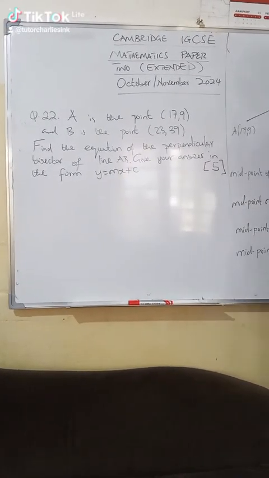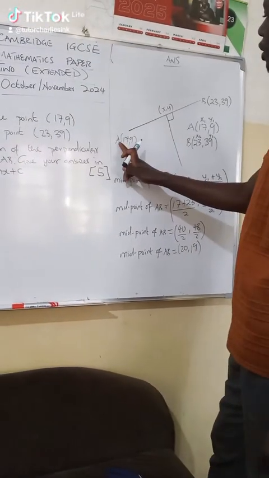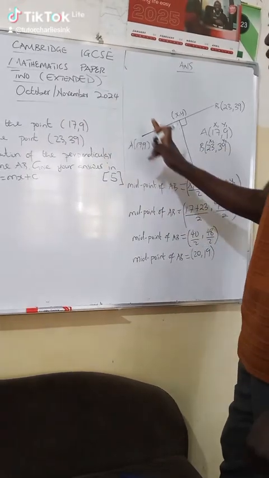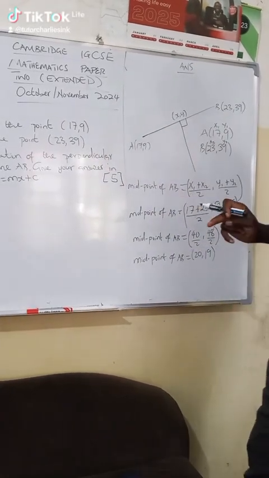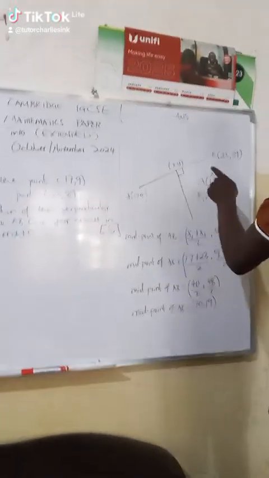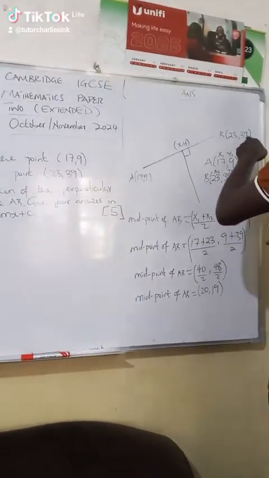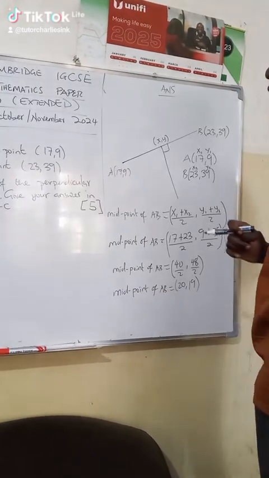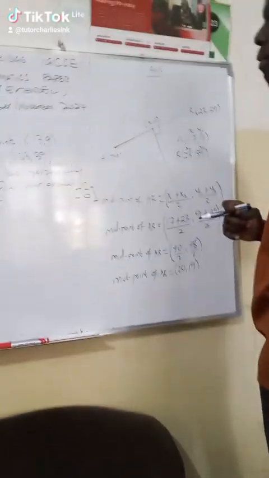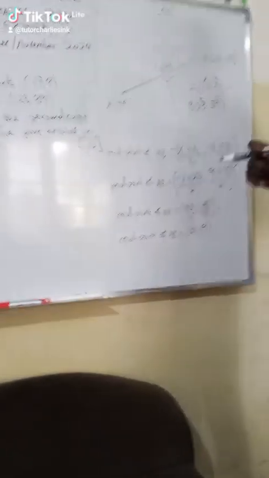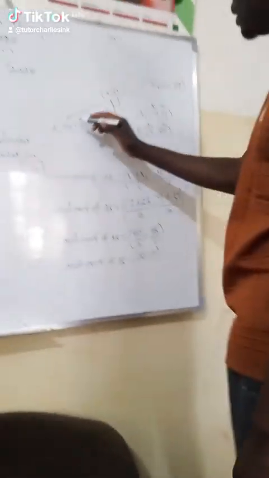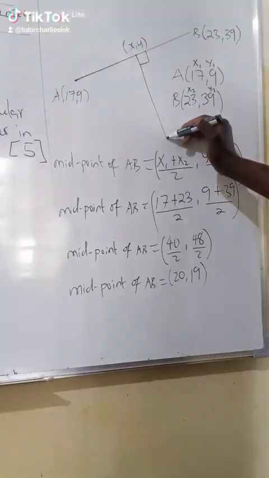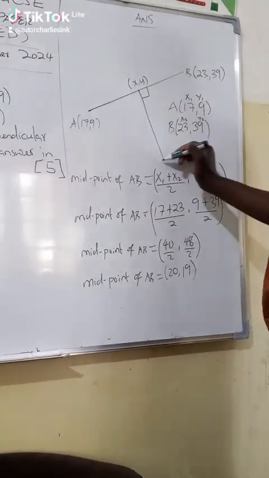Okay, so now I can assume that my point A is here. I'll sketch these coordinates on a rough sketch. A is the point (17, 9), B is the point (23, 39). Now I've been asked to find the equation of the perpendicular bisector of line AB. The perpendicular bisector of line AB is dividing line AB into half.